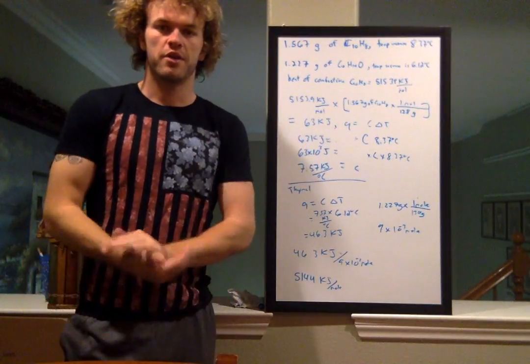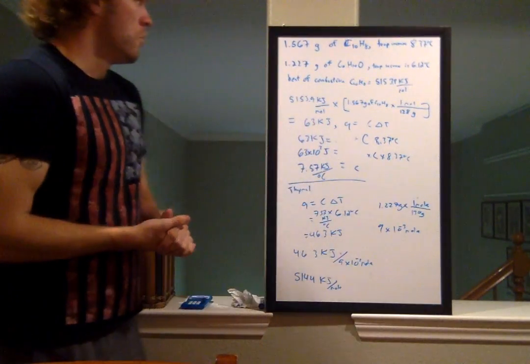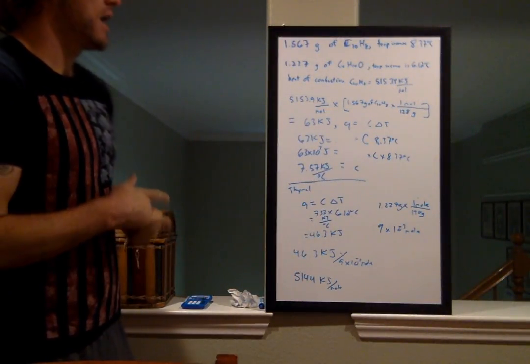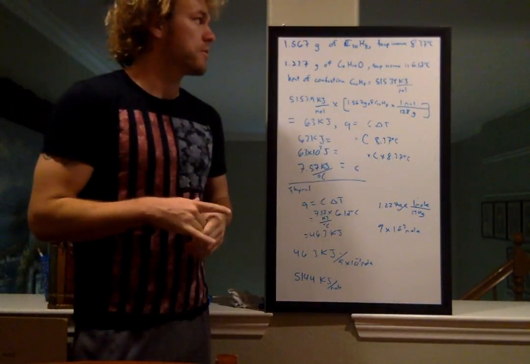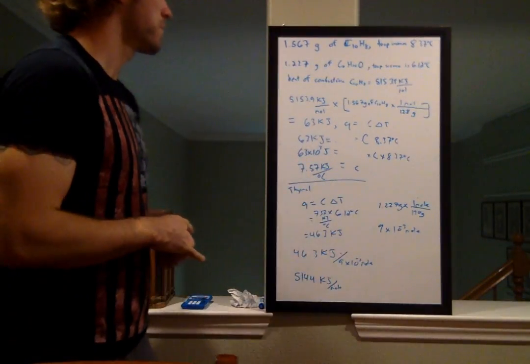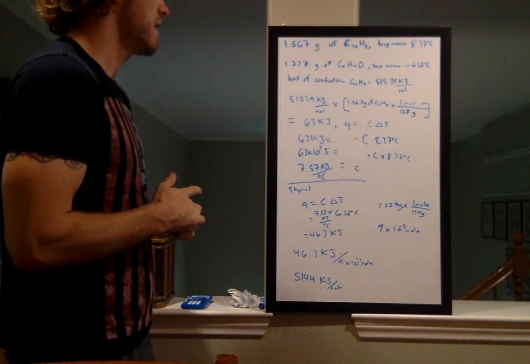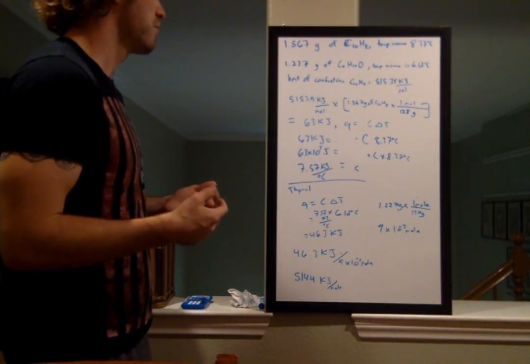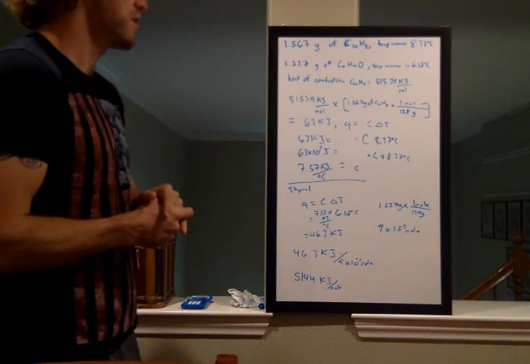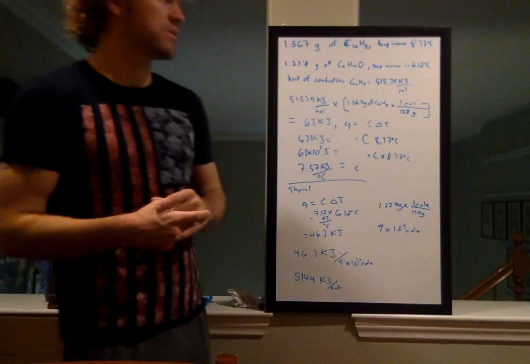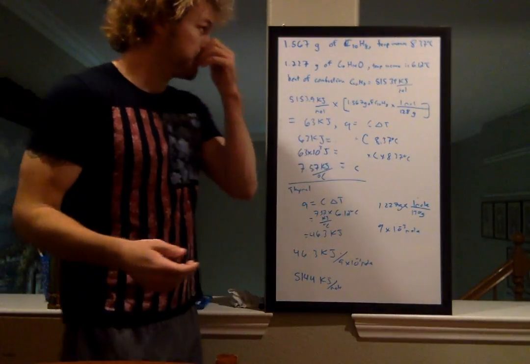Hello everybody, so this is another calorimetry problem. We're given 1.567 grams of naphthalene, and we're told that the temperature increase is 8.37 degrees Celsius. And then we're also told that when we add the solution of 1.227 grams of thymol, the temperature increase is 6.12 degrees Celsius.